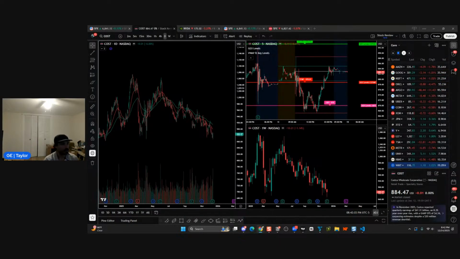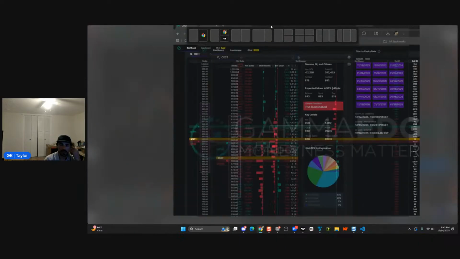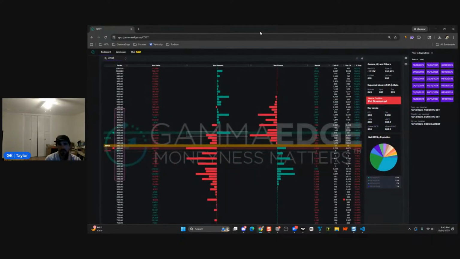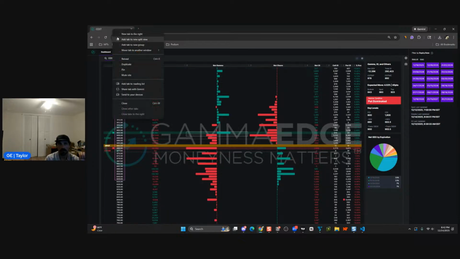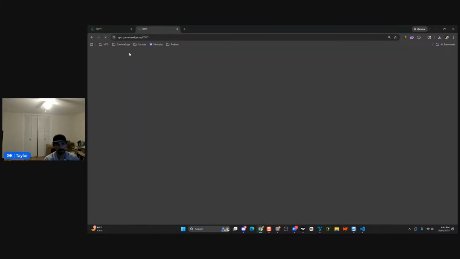Heck of a pair trade if you got it on. Yeah, what's interesting, look at the difference in the structure, right? Like Costco, nothing but red when we went back to Walmart. Here, I'll just duplicate the screen so you can see this.